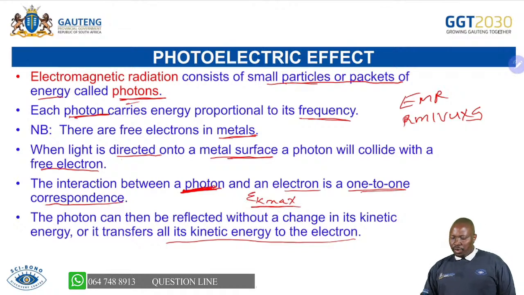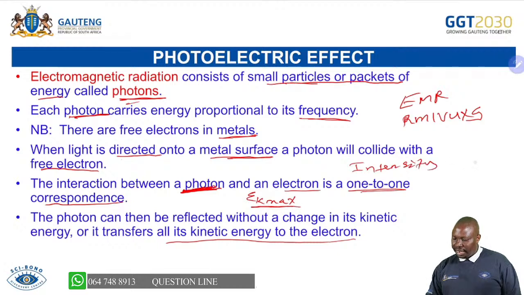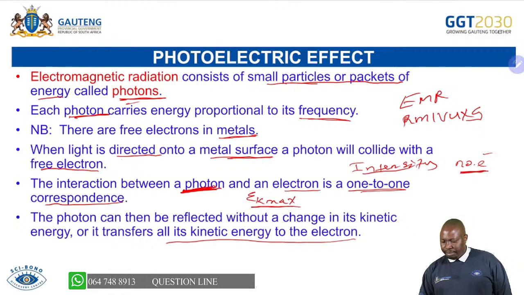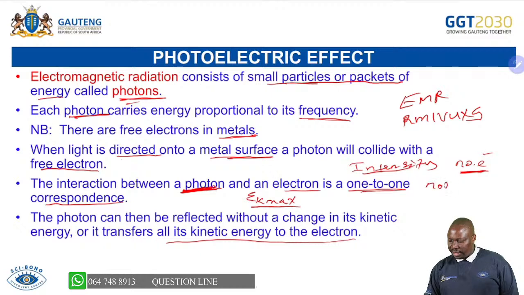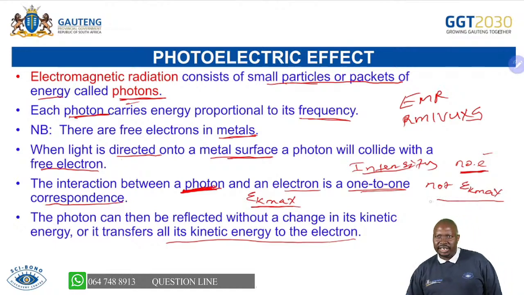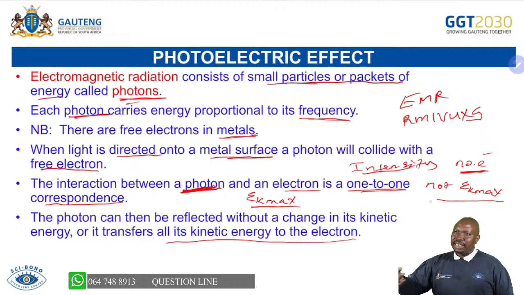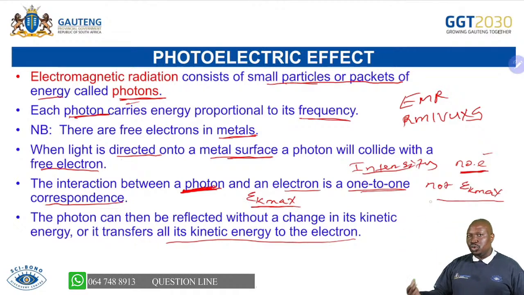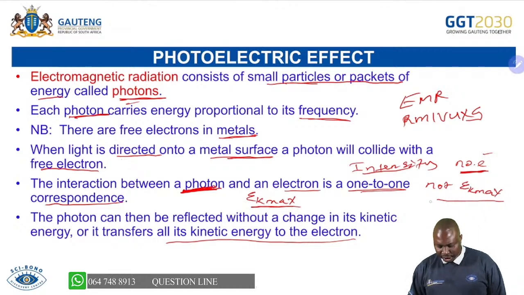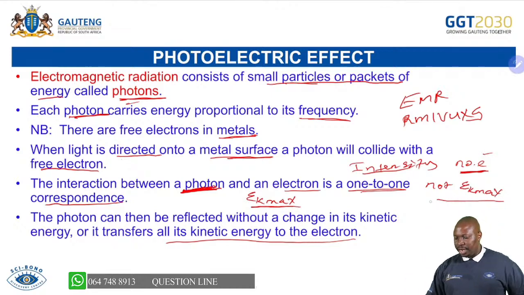So remember, when you increase intensity, it will affect the number of electrons that are ejected. Intensity will affect the number of electrons ejected, but it will not affect the maximum kinetic energy of those electrons. So the electrons that are exposed to the same electromagnetic radiation will have the same maximum kinetic energy. I think I've emphasized that, and it will help you when we do questions. You will be able to answer the questions in a relevant way.